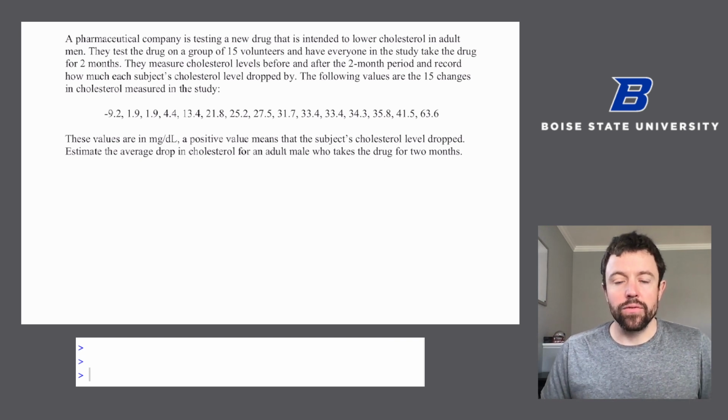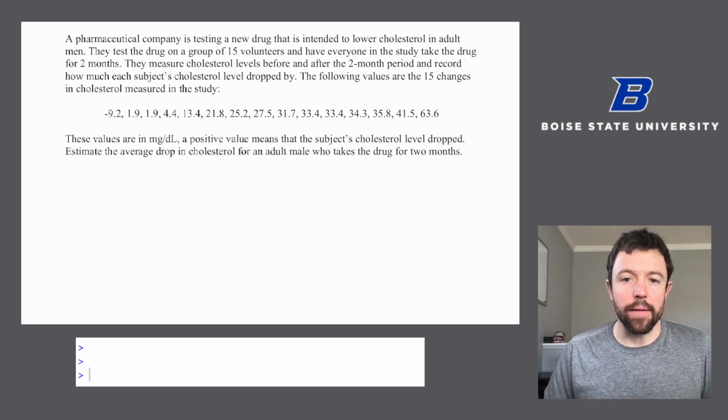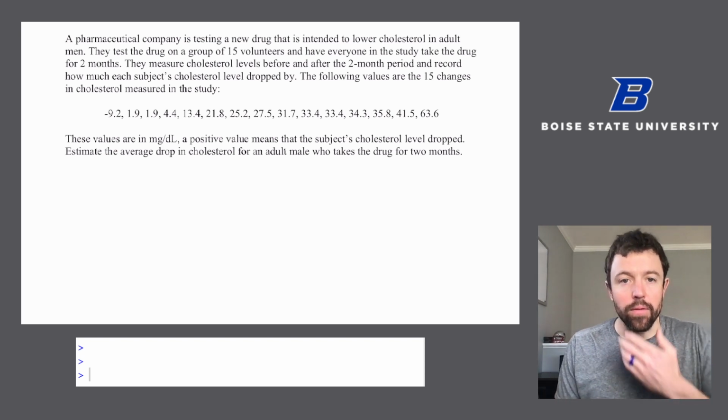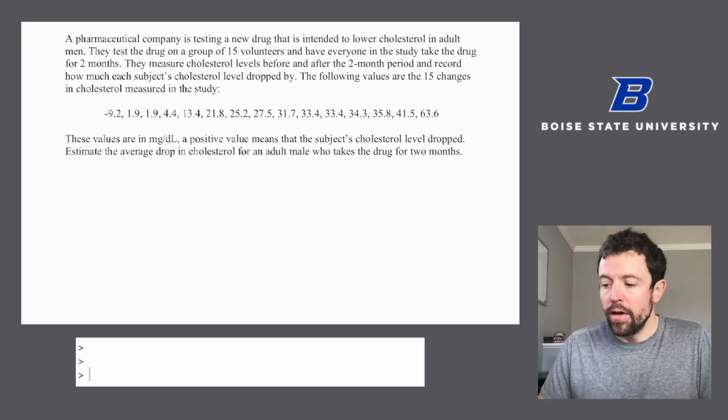So I think the first pass through will be useful for everyone. The second pass through will be mostly useful for people who are seeing this for the first time or really not super comfortable with this yet. All right, so in front of us we have a problem, and I'm just going to read through the prompt.